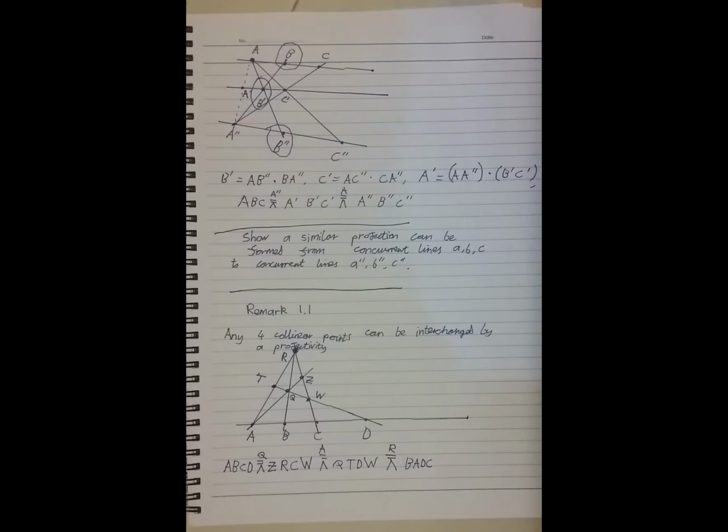So if you follow this through, what we've actually done is essentially swapped around the order of our points just by making these different perspectivities. And of course, when we compound together these perspectivities, that ends up making a projection.